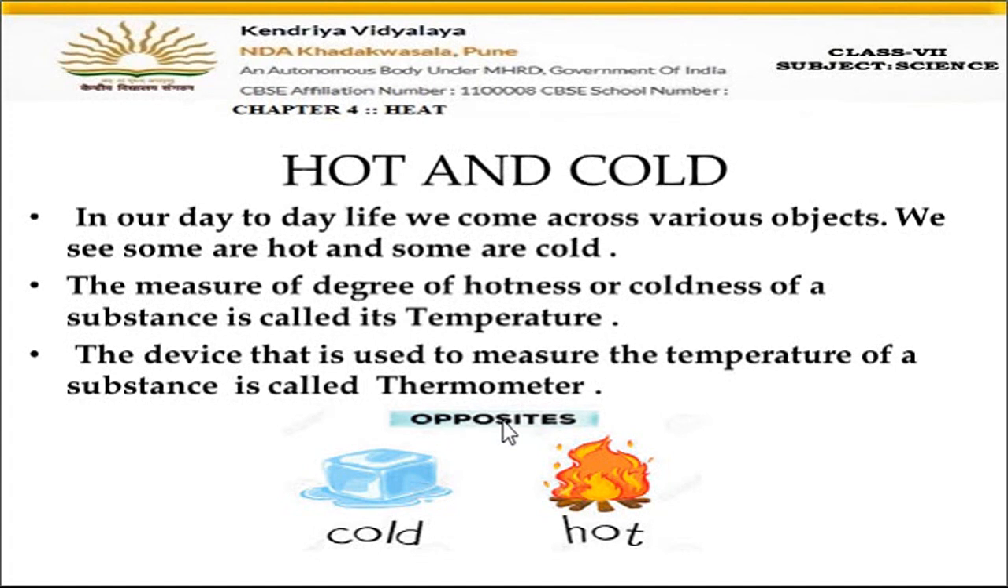Hotness and coldness are telling us about the temperature of the object. If the temperature goes high, then it is hot. If the temperature comes down, then it is cold. So how can we define temperature, students? The measure of degree of hotness or coldness. How much hot or how much cold the object is will decide its temperature. The measure of degree of hotness or coldness of any substance is called its temperature.